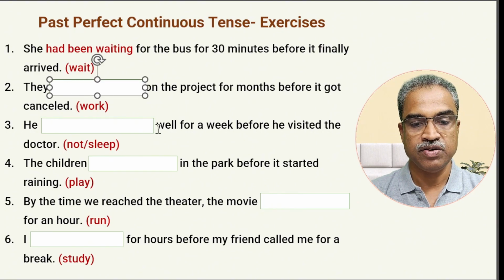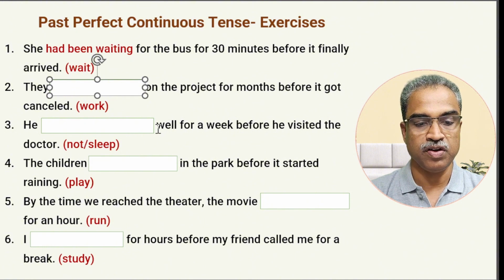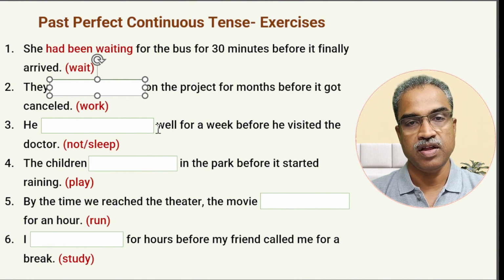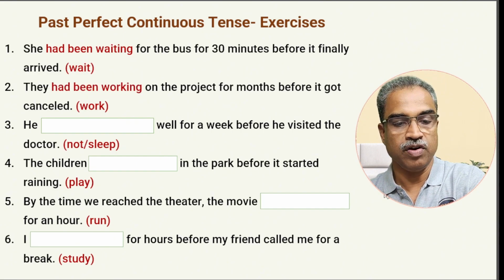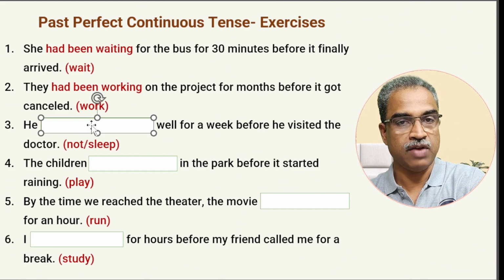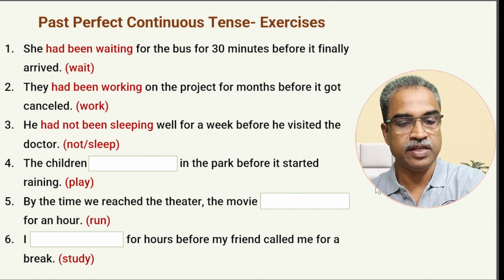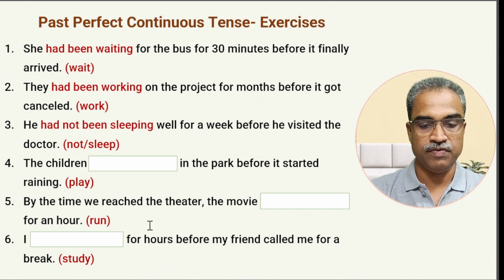Next, they dash on the project for months before it got cancelled. Work. So the project got cancelled. But before that, they had been working. Next one, he dash well for a week before he visited the doctor. Not sleep. So he had not been sleeping well for a week before he visited the doctor.